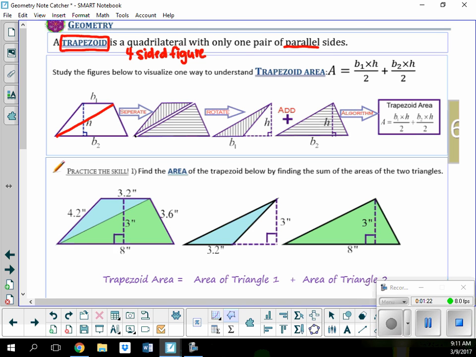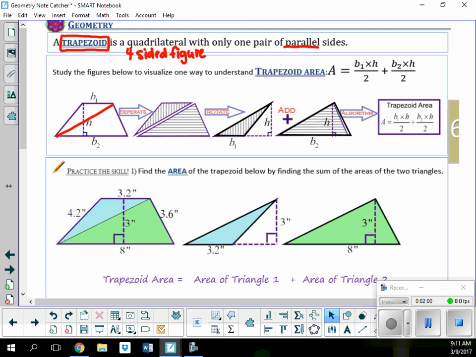So here is our first triangle. And here is our second triangle. And we're going to use what we know about finding the area of triangles, and we'll find the area of each of those triangles, and then add them together to find the area of our trapezoid.